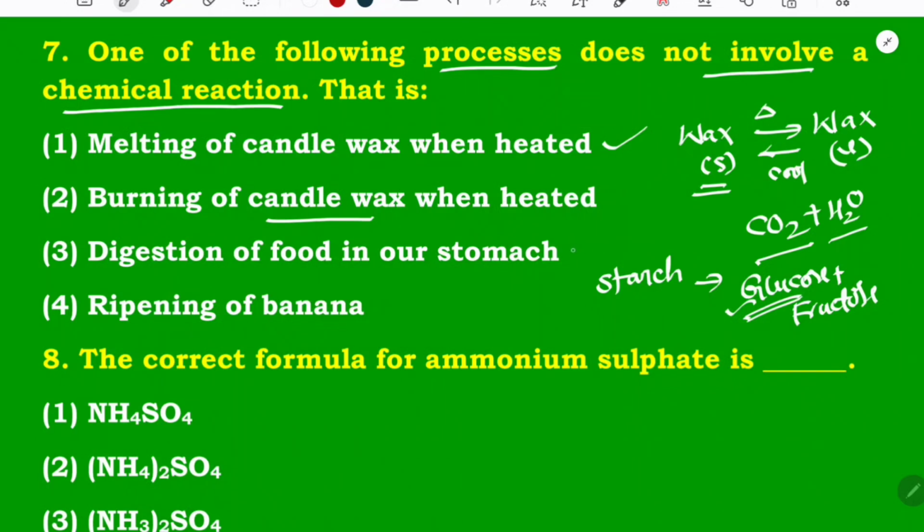So this is also a chemical change. Ripening of banana is also a chemical change. So in three cases, chemical changes take place.